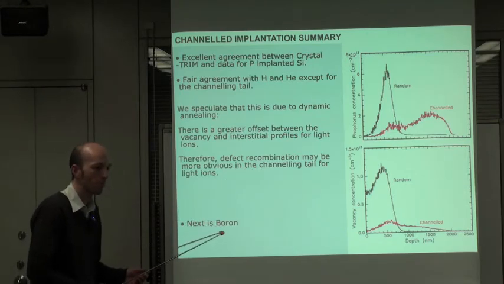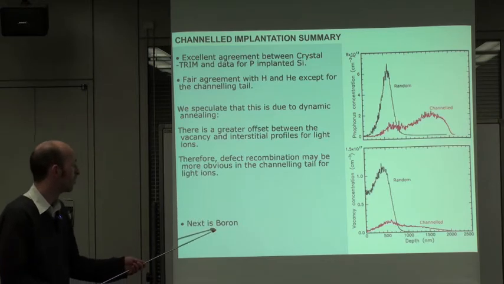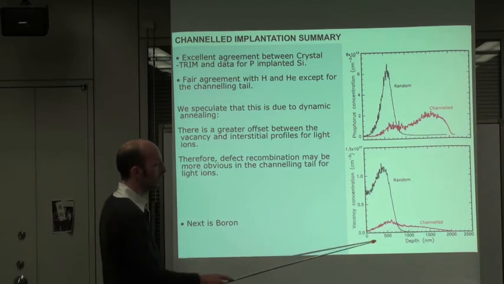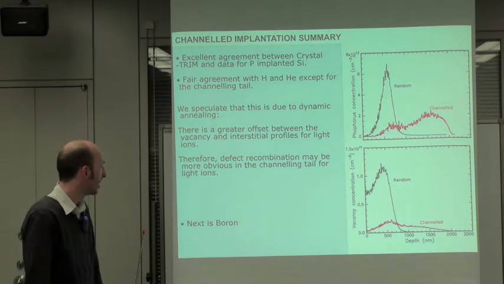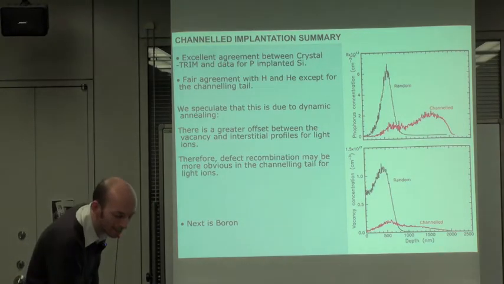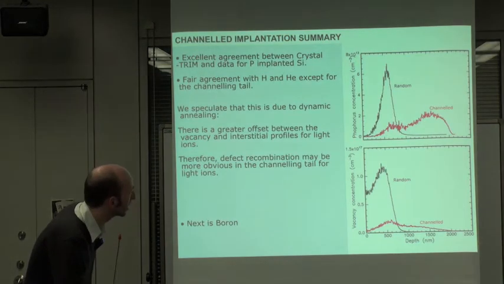Next, we want to look at boron, which is not a light ion, and see if we get the same sort of effect. Boron, of course, is a technologically important type of defect, so that'll be exciting.